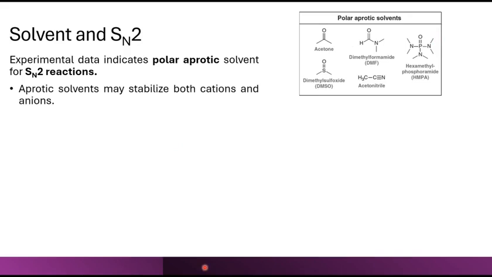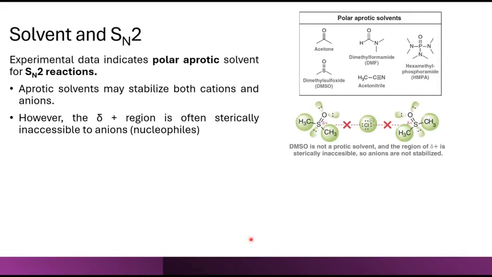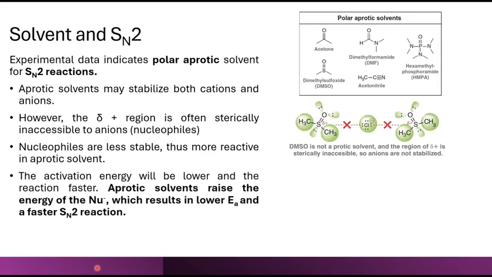Aprotic solvents may stabilize both cations and anions. However, the delta positive region is often sterically inaccessible to anions or the nucleophiles. So note, here we have DMSO as an aprotic solvent. The region of partial positive is sterically inaccessible, so the anions are not stabilized. Nucleophiles are less stable, thus more reactive in aprotic solvent. The activation energy will be lower and the reaction faster. Aprotic solvents raise the energy of the nucleophile, which then results in the lower energy of activation for the reaction to take place via SN2.